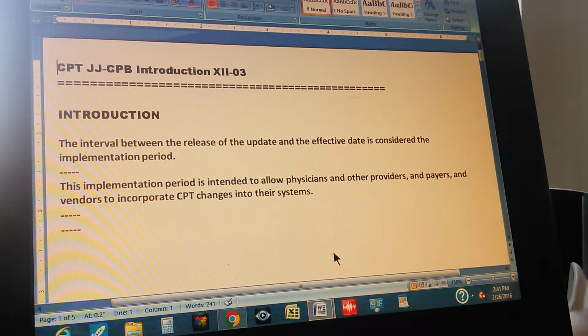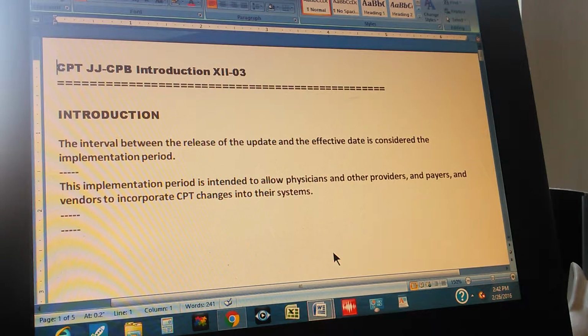CPT introduction, page 12, part 3. The interval between the release of the update and the effective date is considered the implementation period. The release of the update every year is at the end of the summer, which means more or less September, and the effective day is January 1st. So from the end of September until January, that is considered the implementation period, all right?